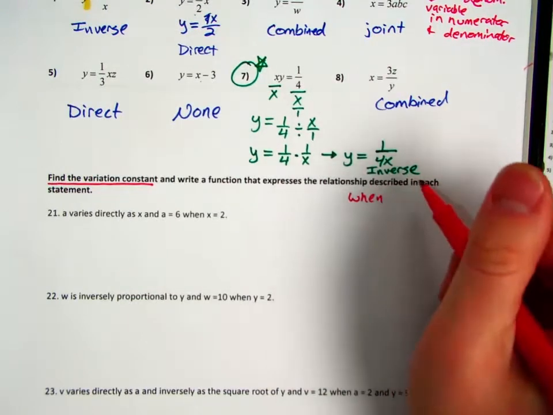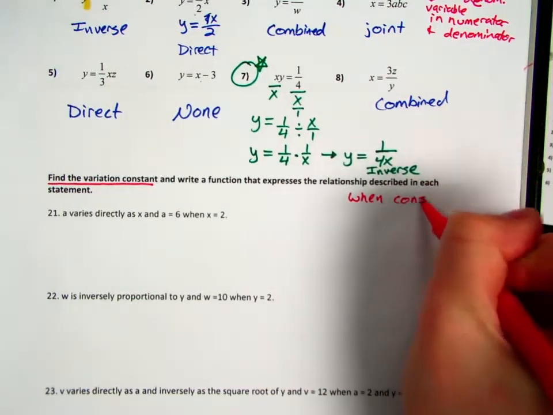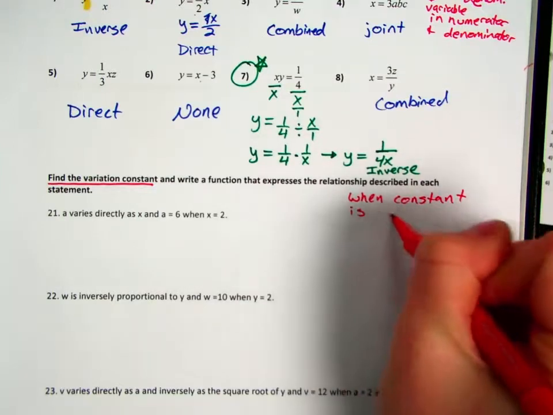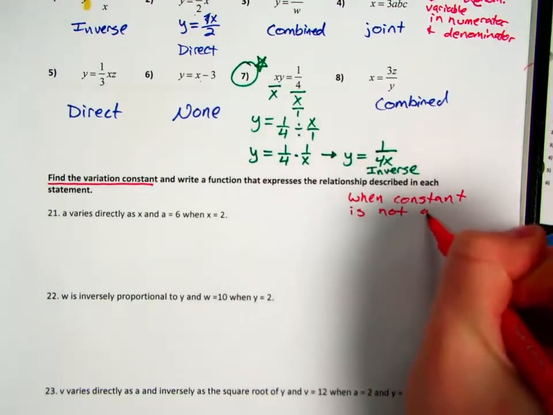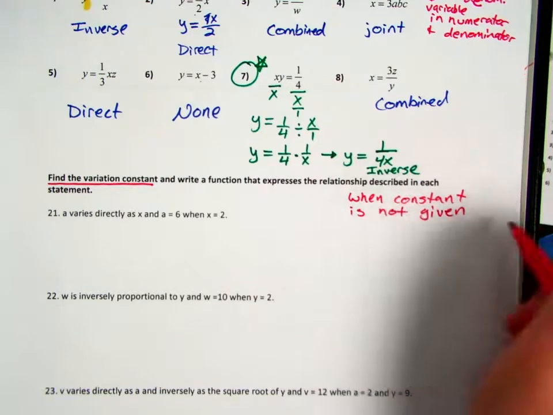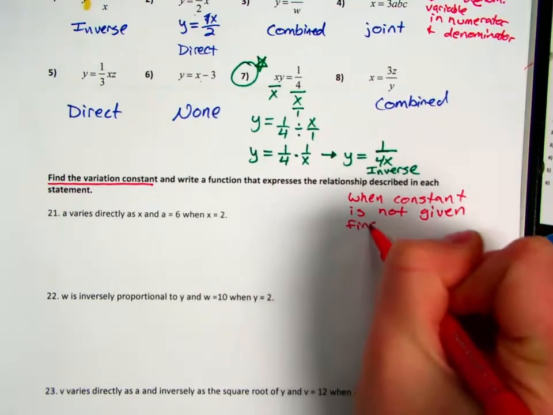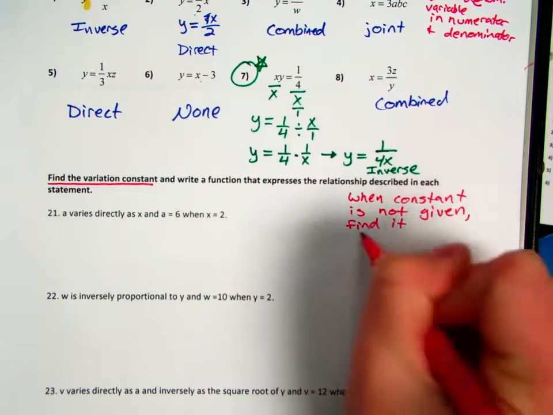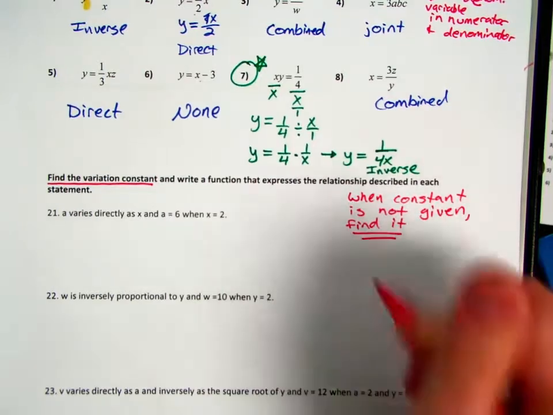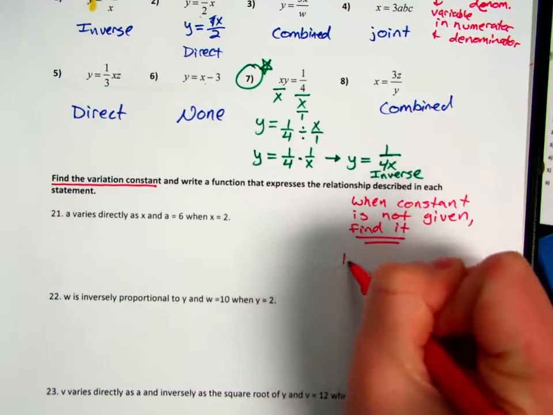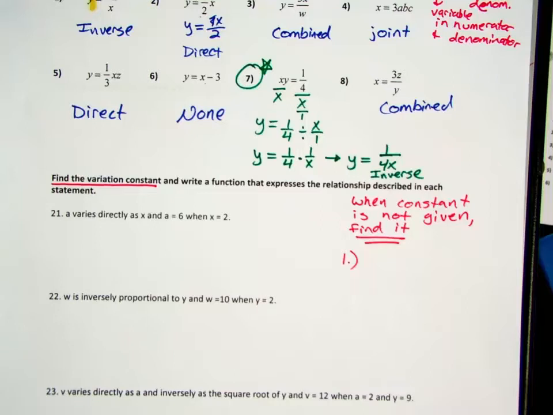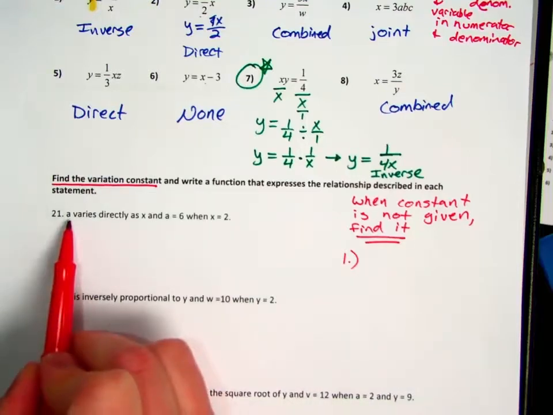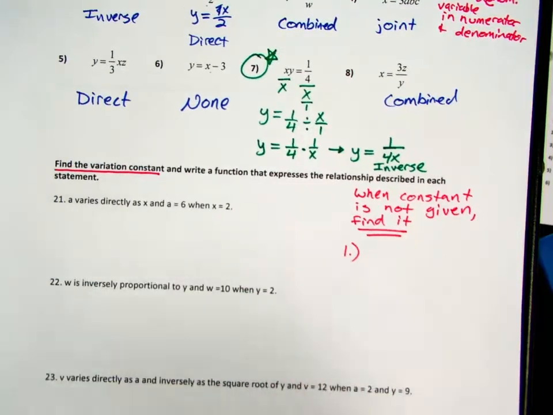So when the constant is not given, find it. Okay, so if they don't give you the constant, you're going to have to find it first. And we're going to write some steps over here about how we were to find this. So step 1, I would have to read the problem first. I'm not going to write that down because hopefully we all realize that.